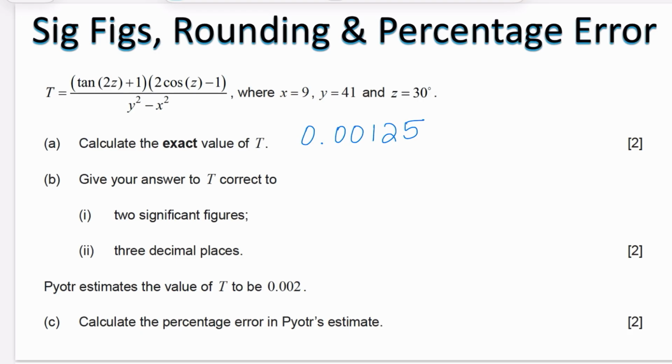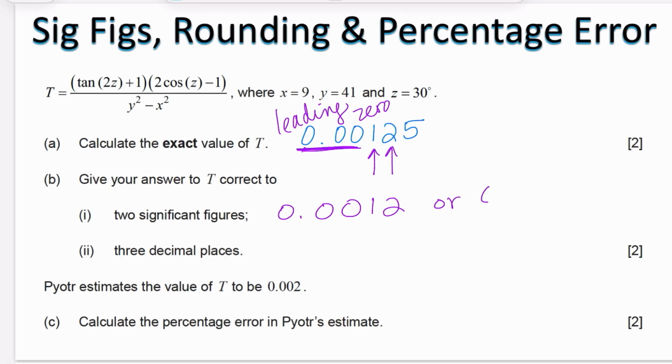Now it says to give your answer correct to 2 significant figures. If you remember, these zeros in front are called leading zeros, and leading zeros are never significant. So in reality, what we're looking at is the 1 and the 2. It's either going to stay 0.0012 or it's going to become 0.0013. And what determines that is the number that comes after the 2, which is 5. Because it is 5 or more, the correct answer is 0.0013.